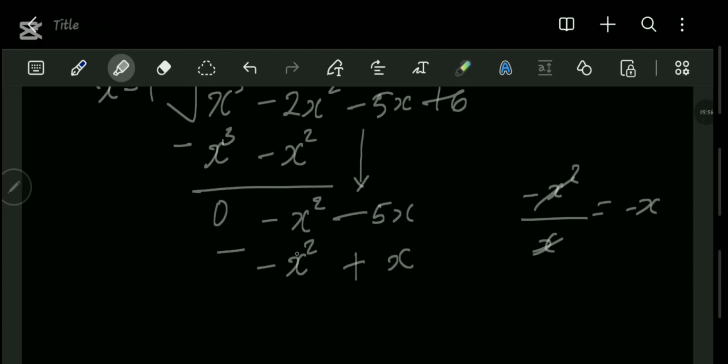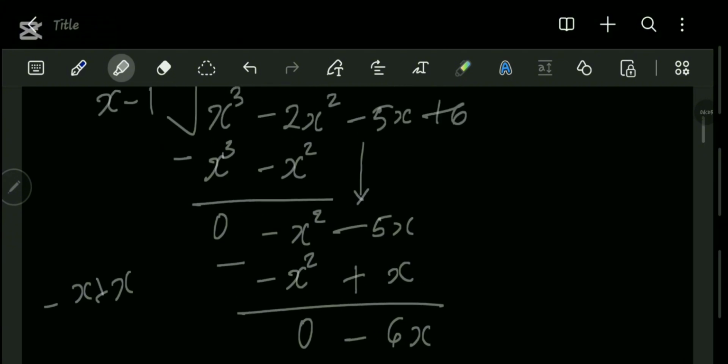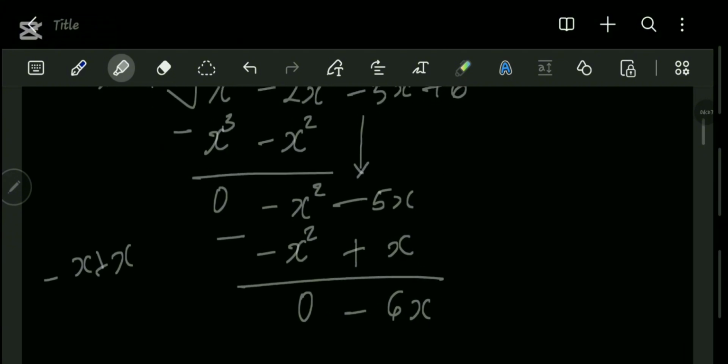So we have to subtract this one now. Are you seeing that? So if you work on this now, you are having minus x squared minus minus x squared, that is 0. Then minus 5x minus x, that's minus 6x. That means this is gone, we have 0 here. Are you seeing that? So we bring down the next digit, which is plus 6, and we join it together with what's here.